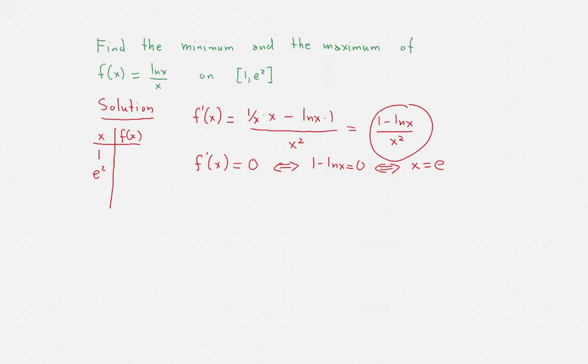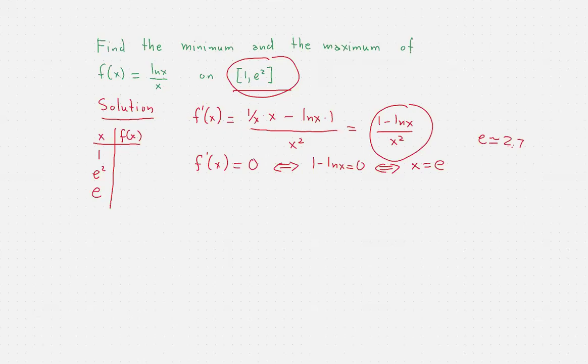Is e inside this interval? The answer is yes. I mean, think about it this way. e is close to 2.718, and so on. And of course, e squared is going to be a little less than 9. So this interval that you're looking at here is somewhere between 1 and 9, and certainly 2.7 is in there. So that deserves to be on our table. Okay, so now let's evaluate the function f of x at each of these points.